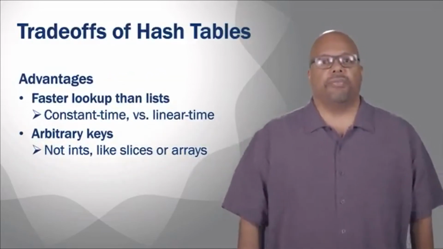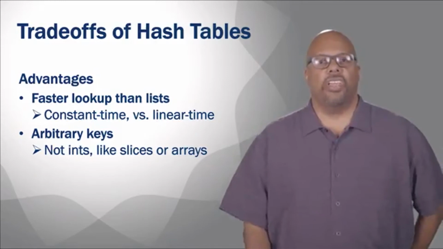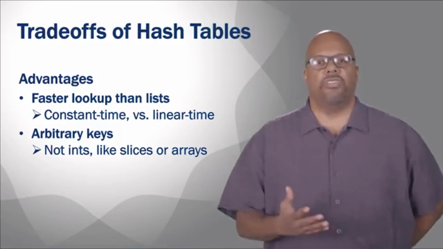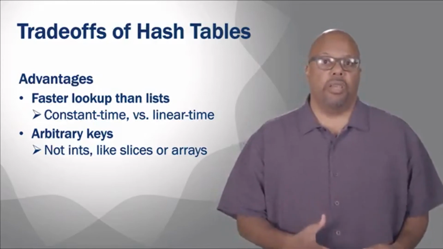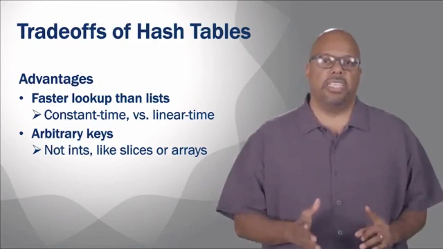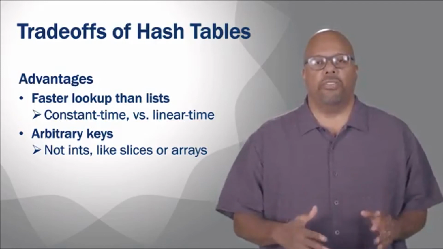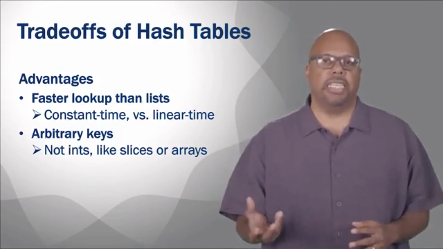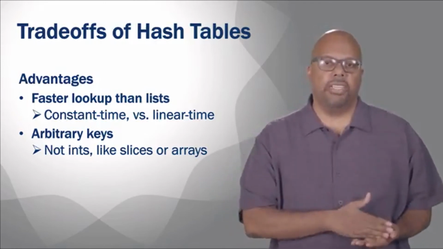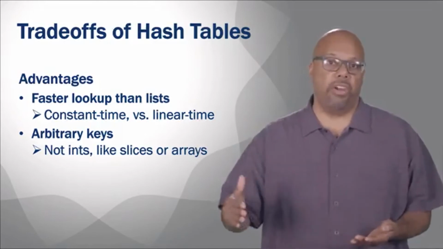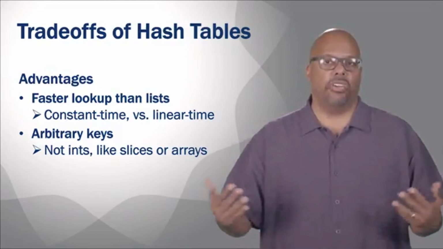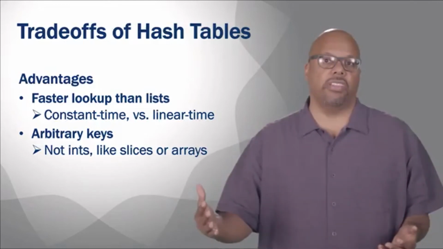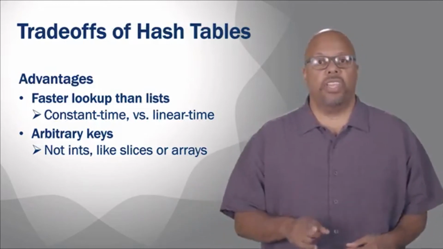So, advantages. An advantage is a faster lookup table than lists. This is an advantage compared to a list that you'd find in another language. It's faster lookup than a list because in a list, it's linear time lookup. That means if you want to find an element in a list, you have to start at the beginning of the list and go to the next and next and next and keep comparing until you find one that matches. That's linear time. The longer the list is, the longer it takes to find things in the list on average. Whereas this is constant time.